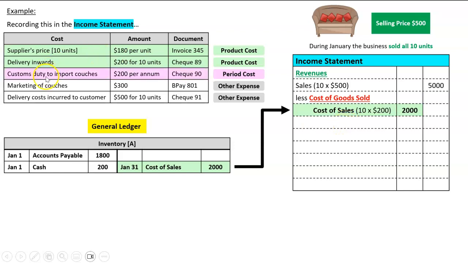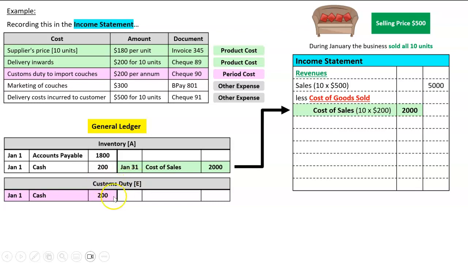What does that mean for this customs duty? Where does that go? It was its own ledger, so we said it does have its own ledger here of $200. But remember, a product cost is still cost of goods sold. It would go up here, however it goes in as itself, if that makes sense. It doesn't attach itself to the value of the inventory, so it's not cost of sales. It would go in here as customs duty.